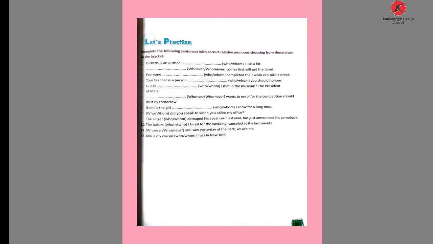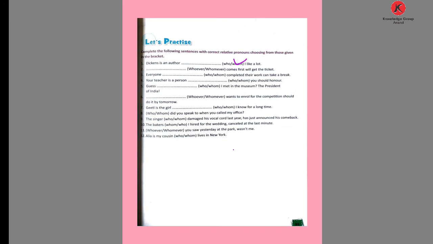Here is given the exercise also. Complete the following sentences with correct relative pronouns choosing from the given in the brackets. Here are given the options. You choose it from the blank. See, Dickens is an author blank I like a lot. So Dickens is an author. Who not? Here comes whom. Whom I like a lot.